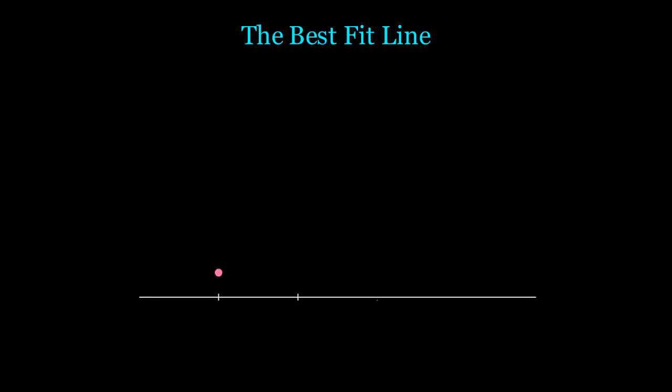Imagine you are looking at data from the real world, perhaps the relationship between the square footage of a house and its price. We have a set of points, and we want to draw a line that predicts the price for any given size. In statistics, we define this line as y equals mx plus b. But how do we know which m, the slope, and which b, the intercept, are the absolute best?